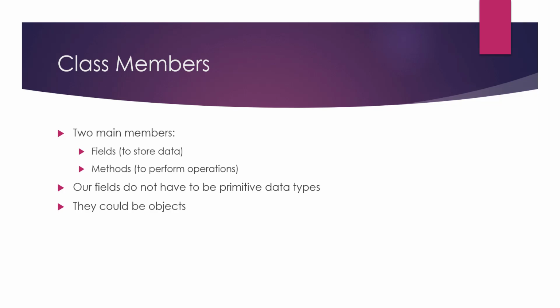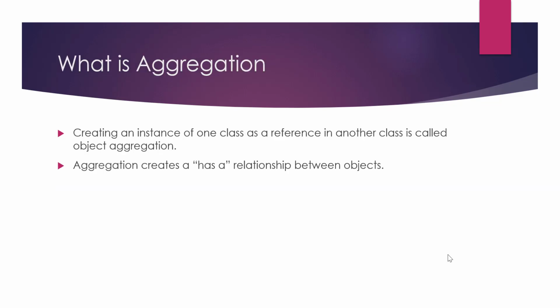Now, our fields do not have to be primitive data types. We can have a different type of fields, which is an object of another class. If you have one of your fields as an object of another class, in that case, you have an aggregation relationship between these two classes. So generally, to know that you have an aggregation relationship, you will have a has-a relationship between these objects.